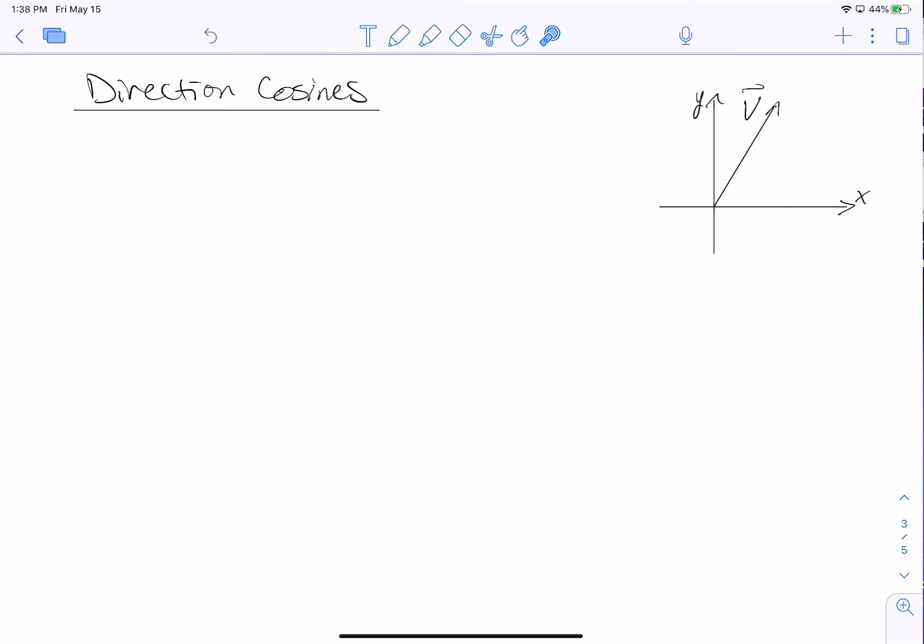For a vector in the plane, referring to its direction is fairly straightforward. We can refer to the angle made with the positive x-axis that gives us the theta that we have come to know and love. It's a little bit more complicated with vectors in space. We are going to consider direction cosines.